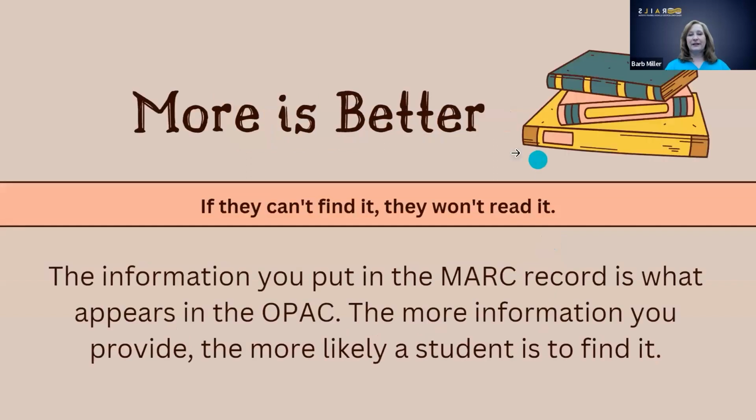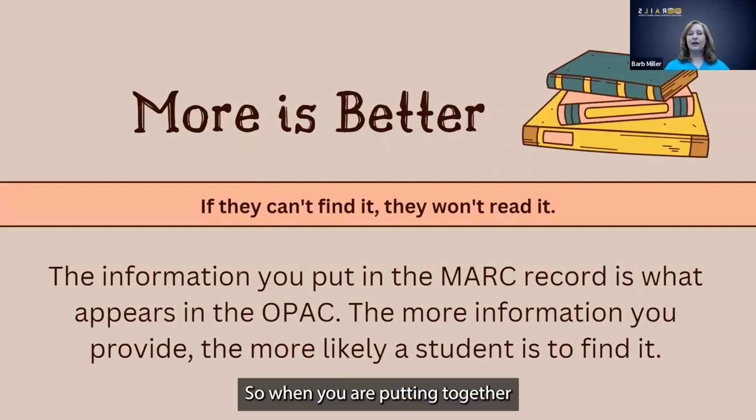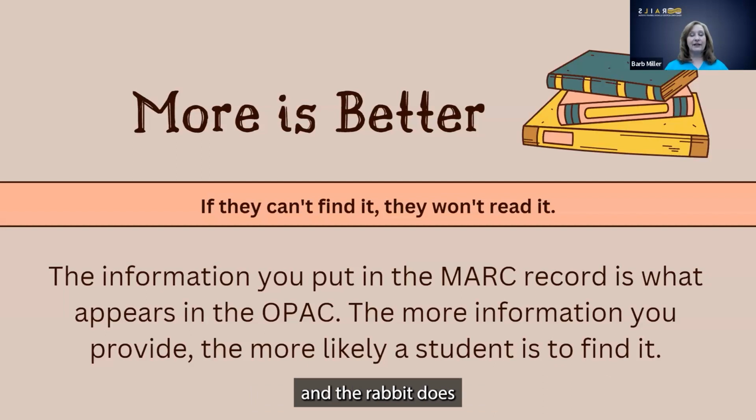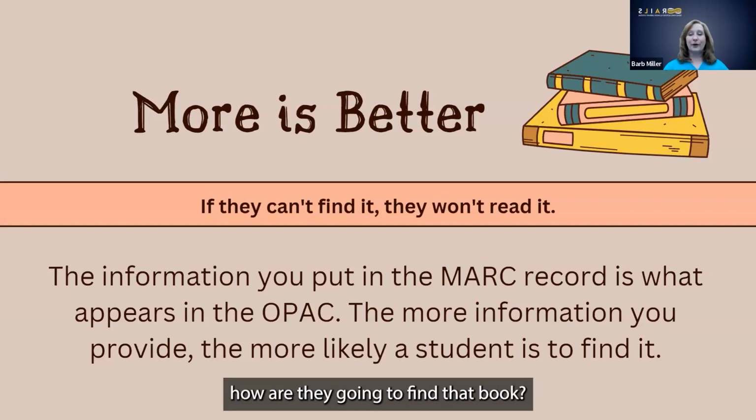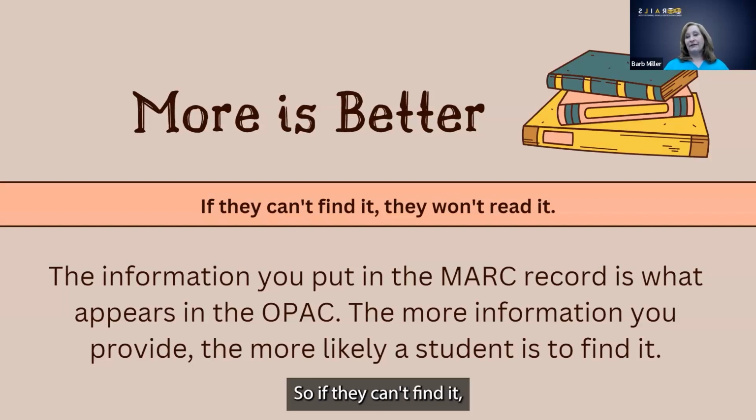So when you are putting together MARC records to go into your catalog, my philosophy is more is better. I had a colleague that felt that just putting the title and the author was more than adequate. And I asked them, well, if a kid is just randomly looking up books on rabbits and rabbit does not appear in the title, how are they going to find that book? And it was like, oh, light bulb moment that we all have. So all that information that you put in the MARC record is what shows up in the OPAC. So if they can't find it, they're not going to read it. So the more information you can put into that record, the more likely it is that your students will find what you have in your collection.